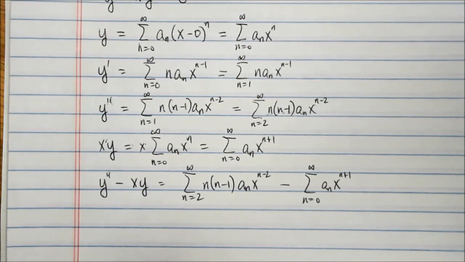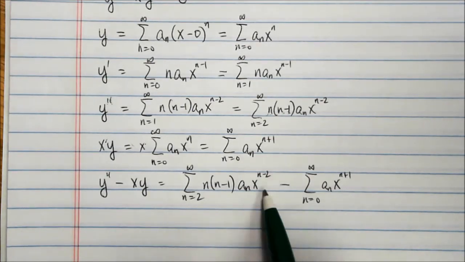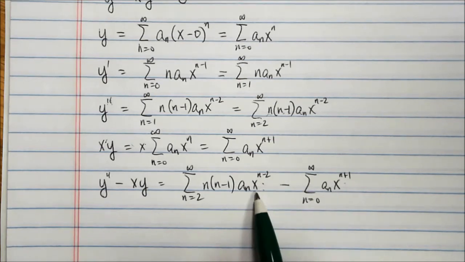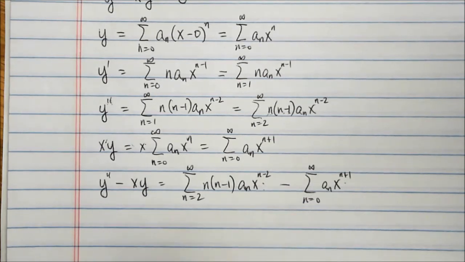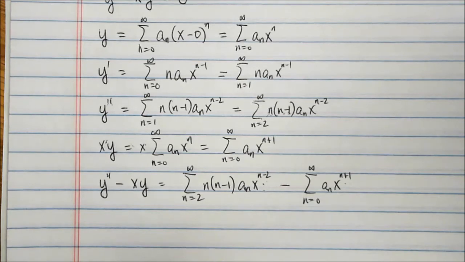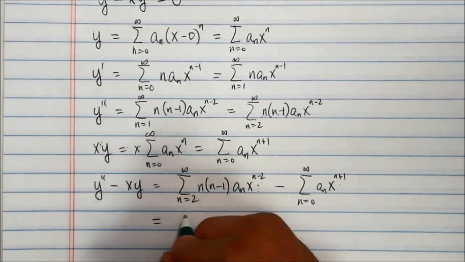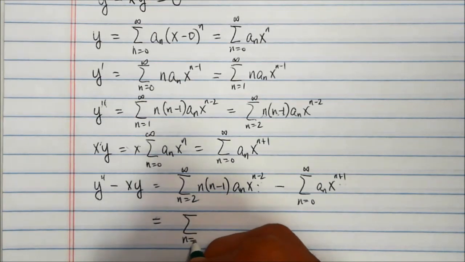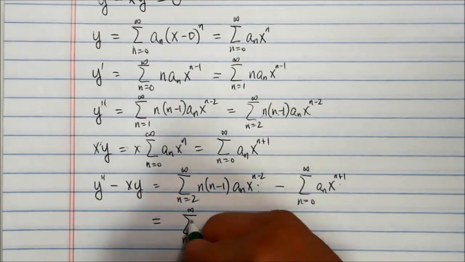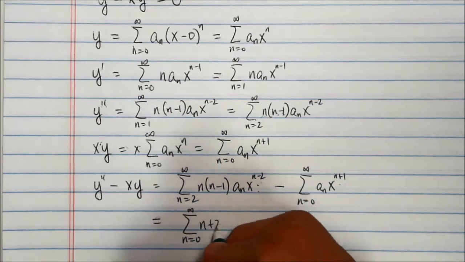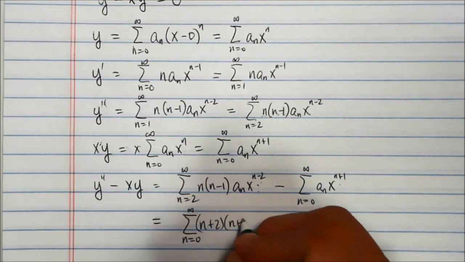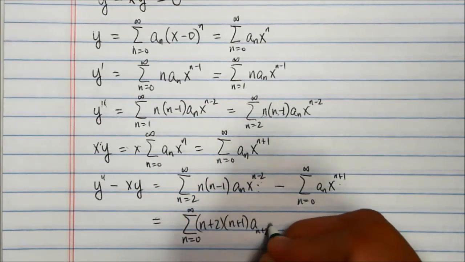Okay, now to find the recurrence relation, I would like to combine these into a single sum. To do that, I would like to get x to the n for both of these instead of n minus 2 or n plus 1. So I will employ the trick that we've used several times where I re-index the sum. So this is going to be n equals 0 to infinity n plus 2 n plus 1 a sub n plus 2 x to the n.